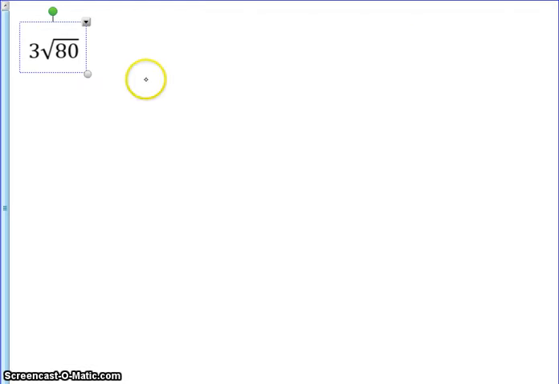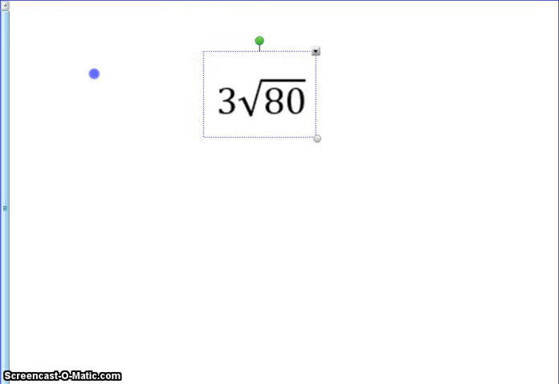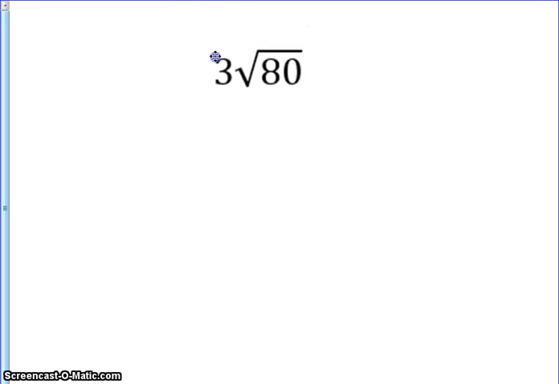Alright, for our next problem, we have 3 square roots of 80. Okay, now this is a little bit different because we have a number out front called a coefficient. So you may want to make note of that. Coefficient. A coefficient is a number out front. It cannot be a variable. It's a number out front. Okay? So we have 3 times the square root of 80.